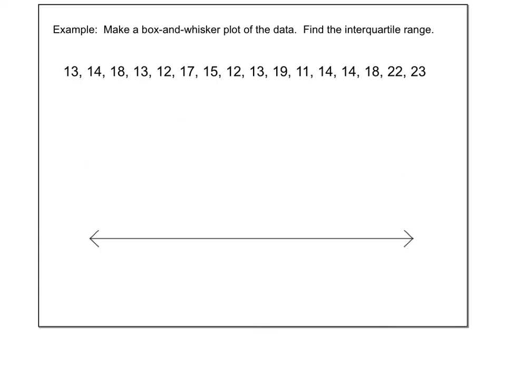Okay. So we have a set of data here. Our task is to create a box and whisker plot, and we are to find the interquartile range. So the first order of business here is to reorder the data from smallest to biggest. So let's do that first. Start with 11. And I like to cross these off as I work through the data items so I don't forget one along the way.